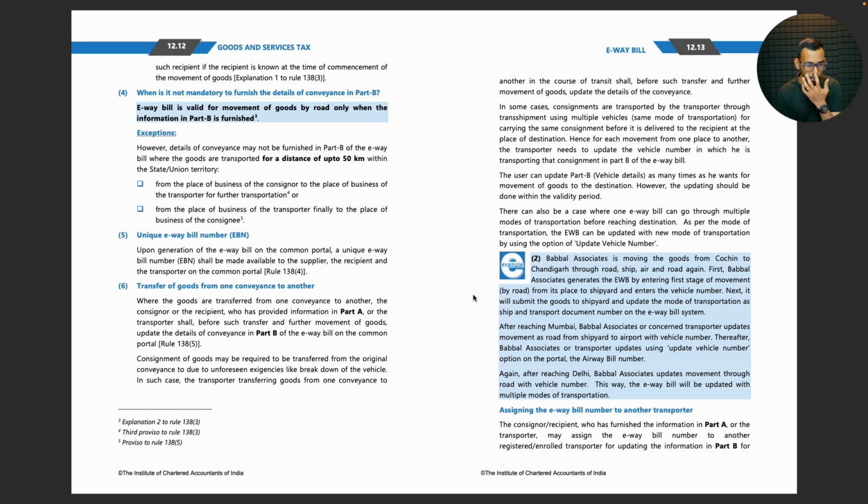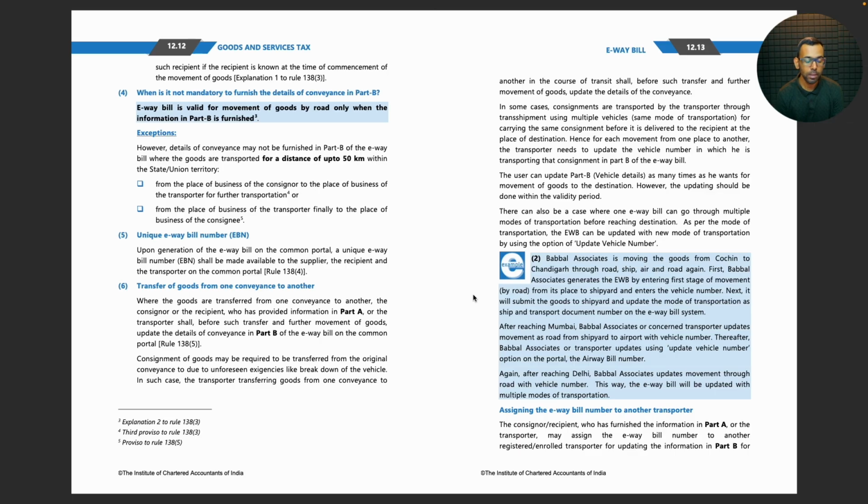Unique e-way bill number. Upon generation of the e-way bill on the common portal, a unique e-way bill number shall be made available to the supplier, the recipient, and the transporter on the common portal. Transfer of goods from one conveyance to another. Where the goods are transferred from one conveyance to another, the consignor or the recipient who has provided information in Part A, or the transporter, shall, before such transfer and further movement of goods, update the details of conveyance in Part B of the e-way bill on the common portal.